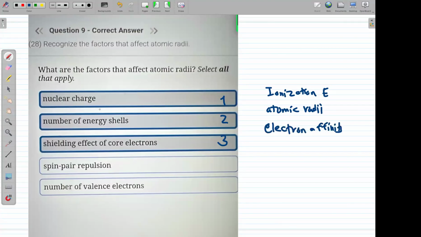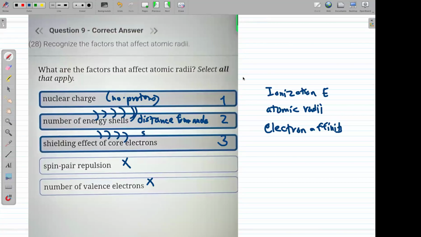What are they? Nuclear charge, or the number of protons. Number of energy levels, which is the same as the distance from the nucleus. If you have more energy levels, you will be farther away from the nucleus. Shielding effect of the core electrons. When you have more energy shells, you will have more people between you and the singer. So you'll have more shields. Spin repulsion, no. Number of valence electrons doesn't matter.